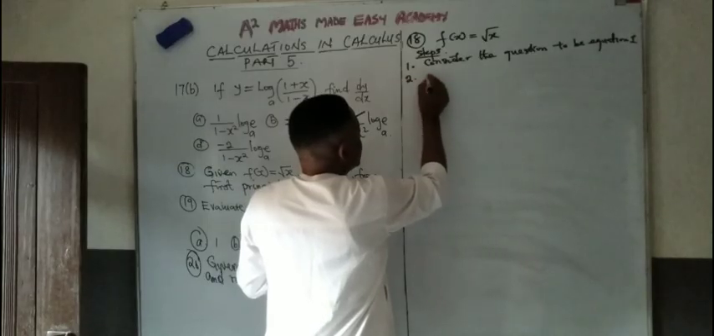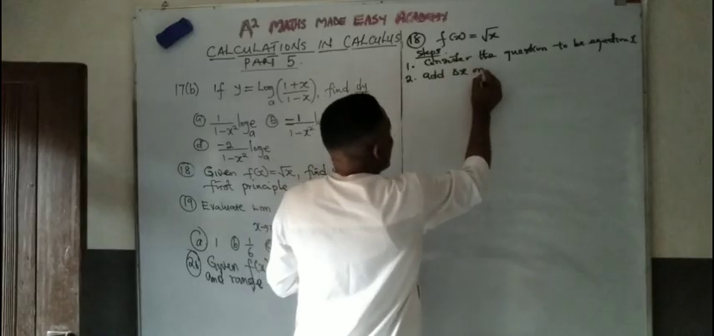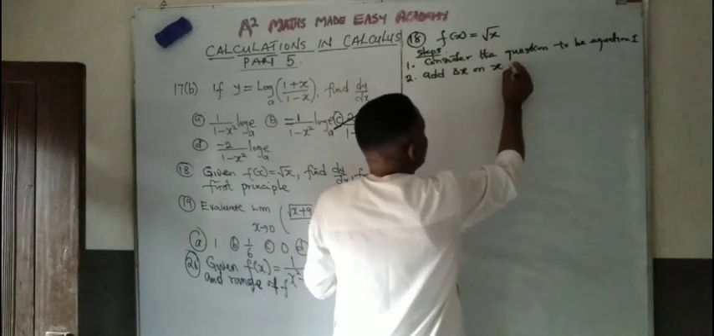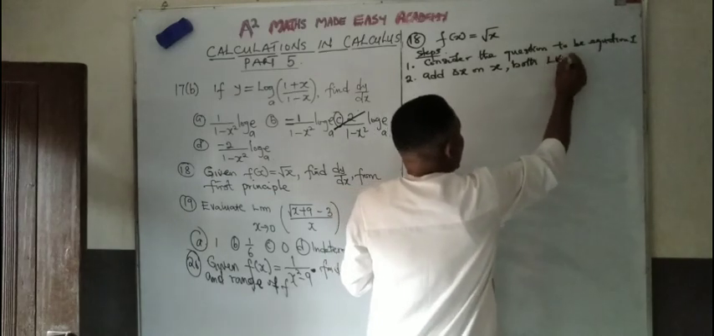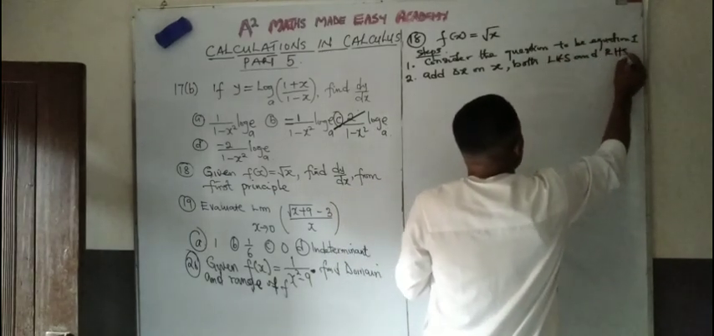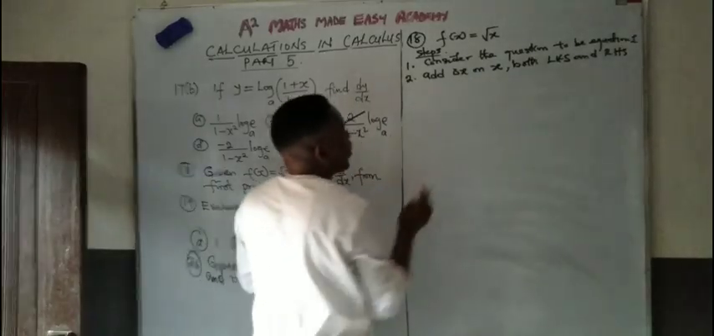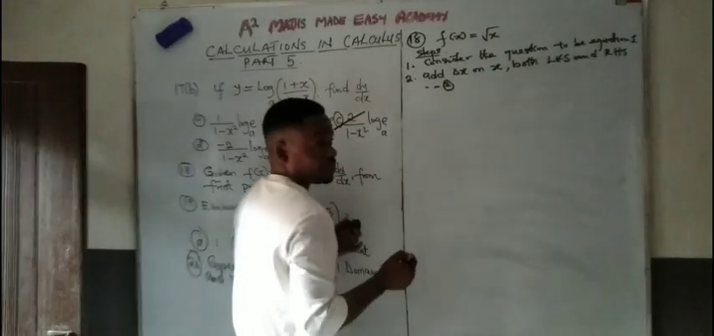Then number 2 is add the Δx on x, both left-hand side and right-hand side. Anywhere we see x, you add the Δx, and call it equation 2. Are you with me now?